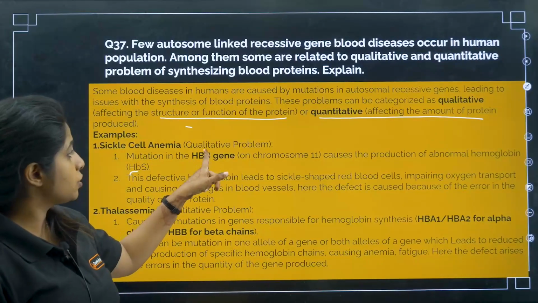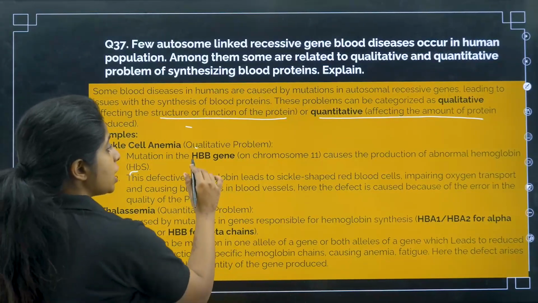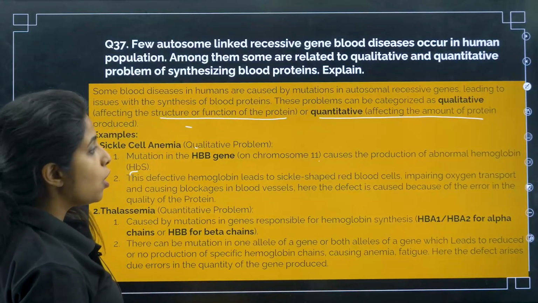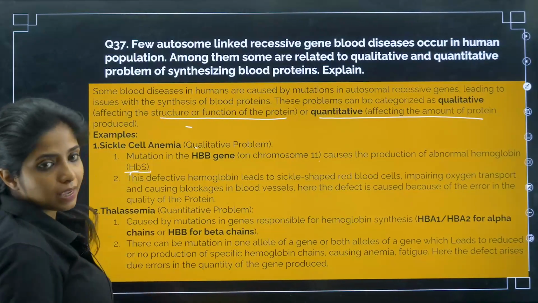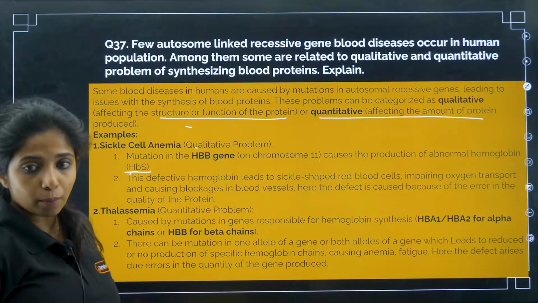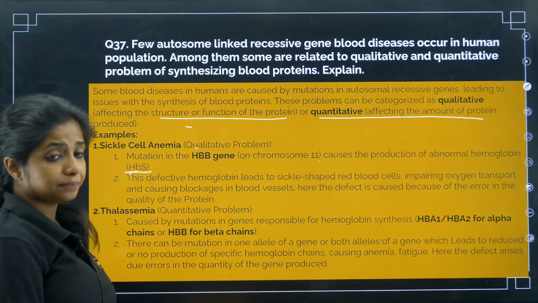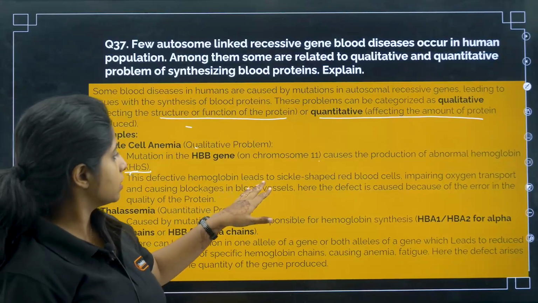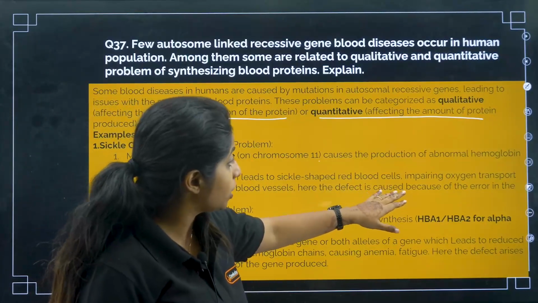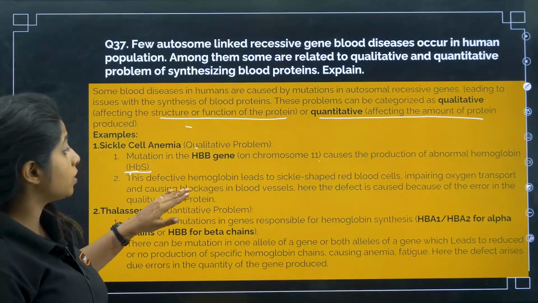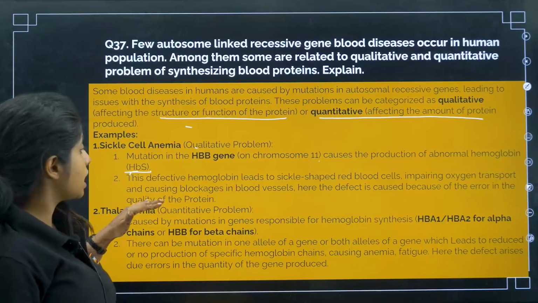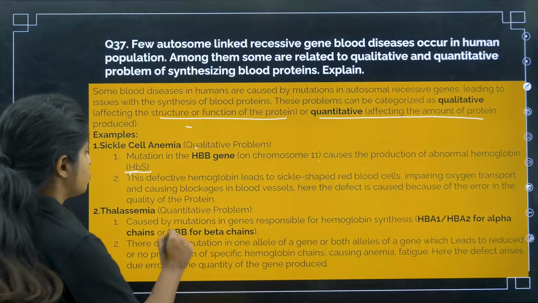So in sickle cell anemia, which is a qualitative problem, mutation in the HBB gene on chromosome number 11 causes the production of abnormal hemoglobin, that is HbS. Now, this defective hemoglobin leads to sickle-shaped red blood cells, impairing oxygen transport and causing blockages in the blood vessel. Here, the defect is caused because of error in the quality of the protein which is being produced.